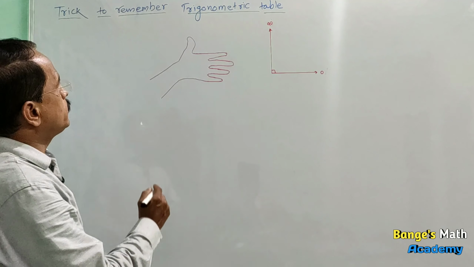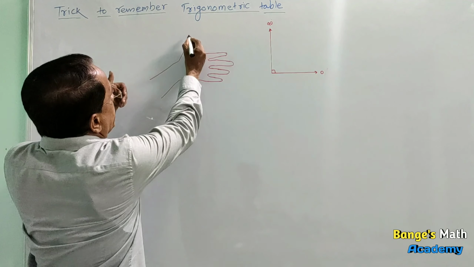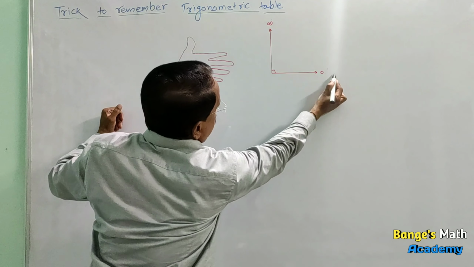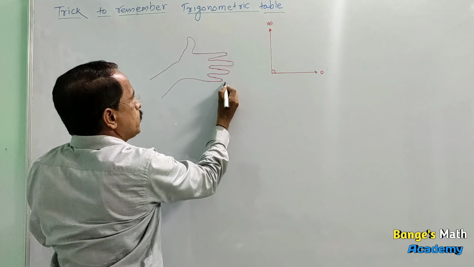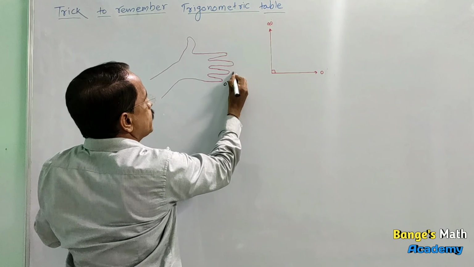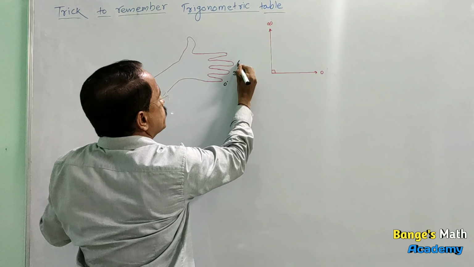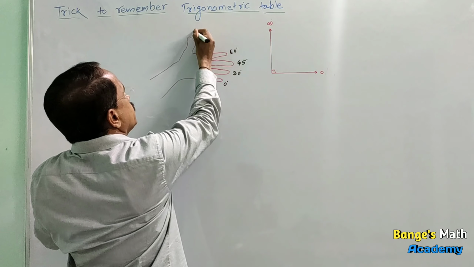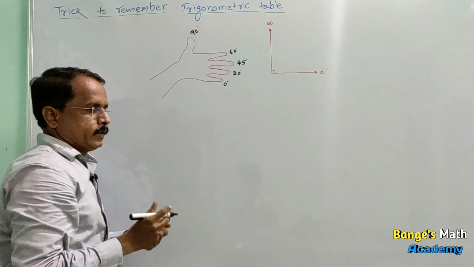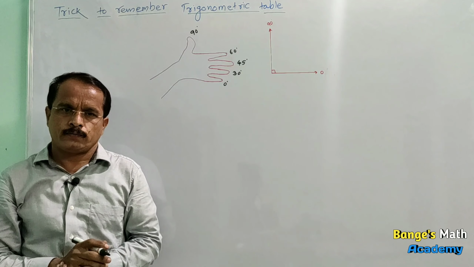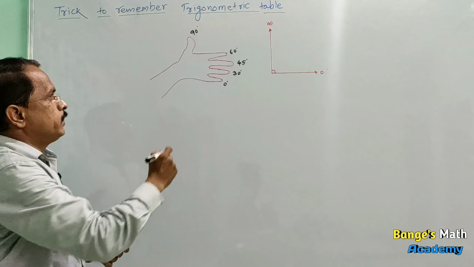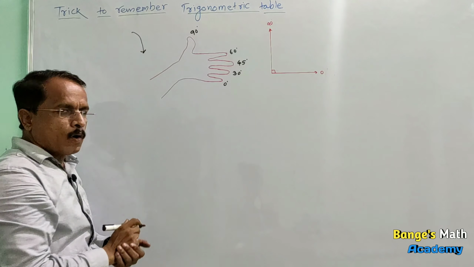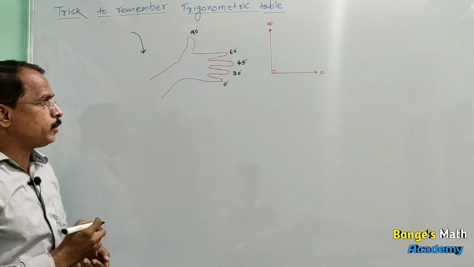See, there is a 90-degree angle between thumb and small finger like this. So starting from small finger, 0 degree, 30 degree, 45 degree, 60 degree, 90 degree. To find the values of sin theta, take the number of fingers in clockwise direction. So there is a simple formula.